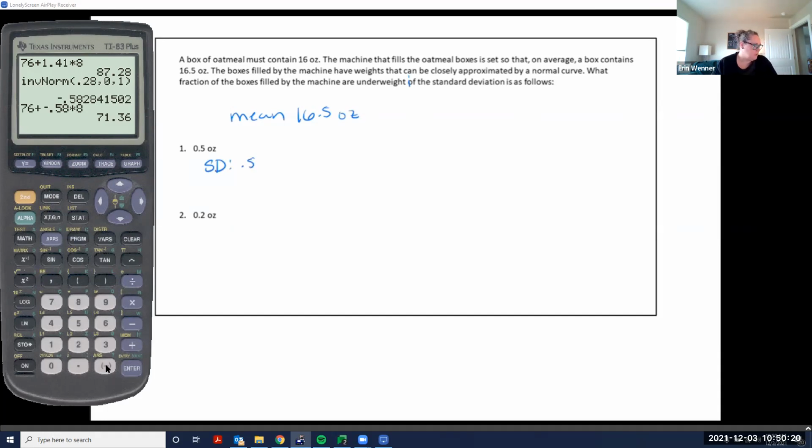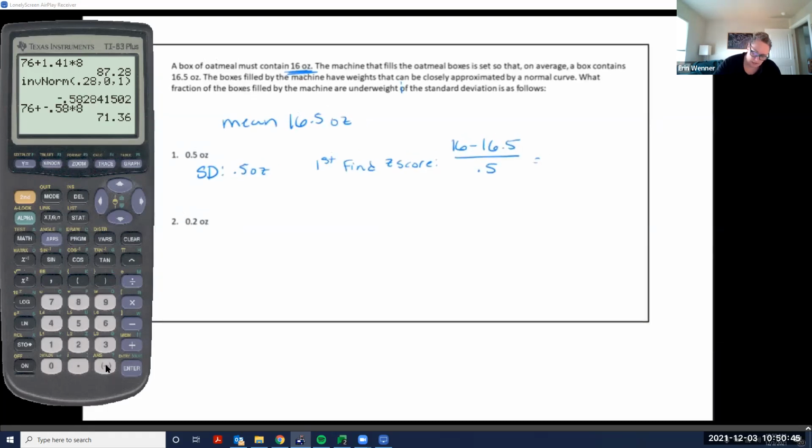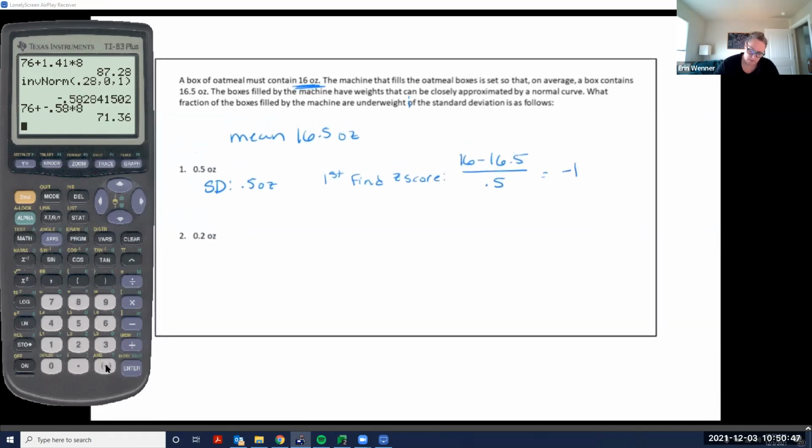So what we need to do is find the z-score. First, find the z-score, which for this is going to be our amount of 16, that's the lowest cutoff, minus the mean of 16.5, over a standard deviation of 0.5. When we do this, we get a -1 for our z-score.